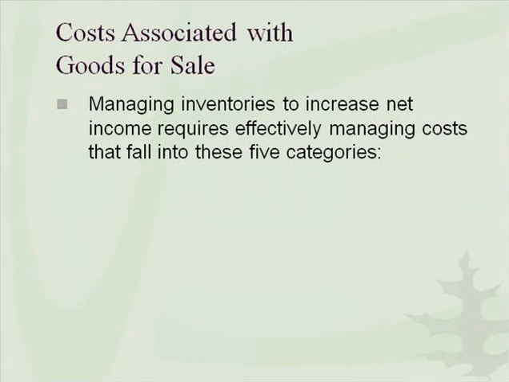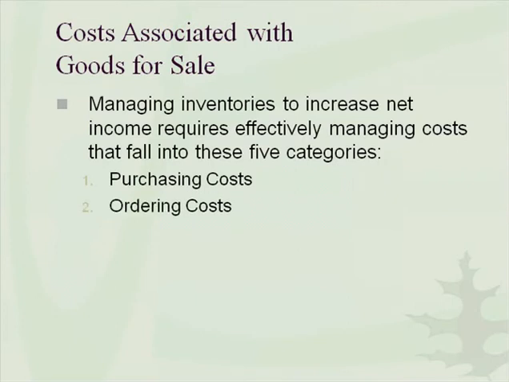When we think about cost associated with goods for sale, we're concerned with managing inventories to increase net income so that we can effectively manage costs that fall into the following 5 categories: purchasing cost, ordering cost, carrying cost, stockout costs, and quality costs.